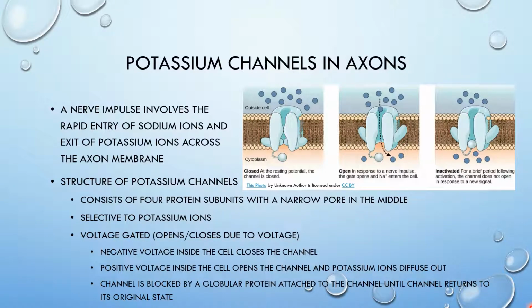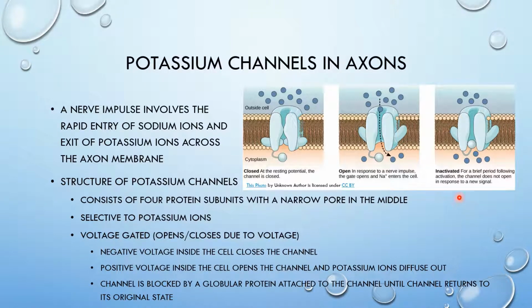Potassium channels in axons are an example of channel proteins. So anyways, a nerve impulse involves the rapid entry of sodium ions and exit of potassium ions across the axon membrane. Potassium ions are charged, which means that it must go through facilitated diffusion and therefore utilizes potassium channels.